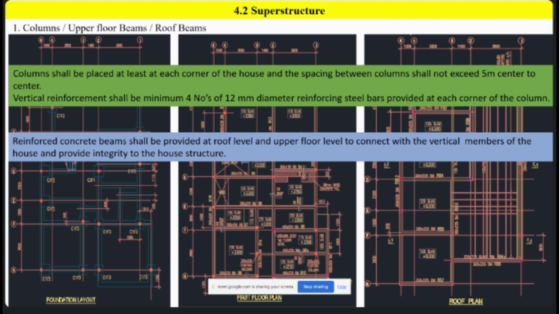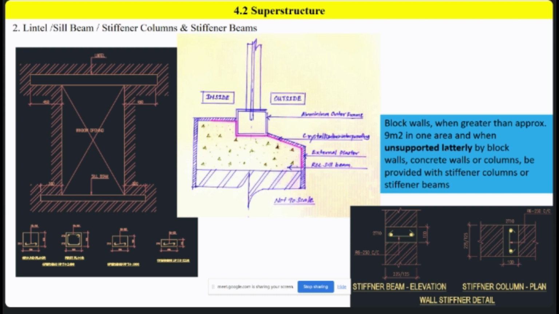Then coming to the superstructure. Now I have completed the substructure. Coming to the superstructure: columns, upper floor beams, and roof beams. All these are the elements. Normally, these are the general norms. Keep that in mind. If anybody asks, these are the general norms. Columns shall be placed at least at each corner of the house, and the space in between columns shall not exceed 5 meters center to center. And a few important facts here.